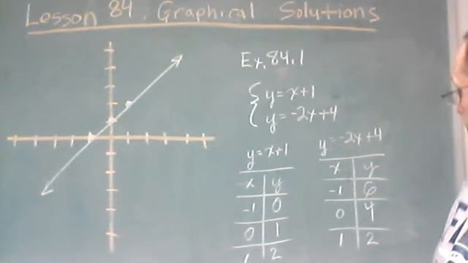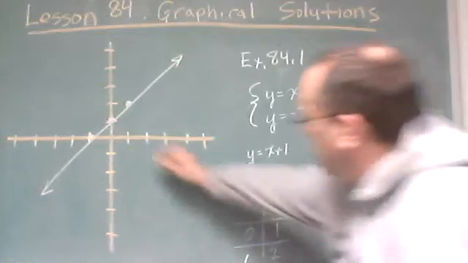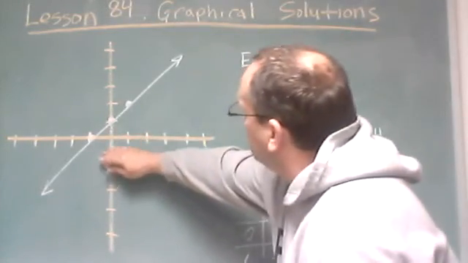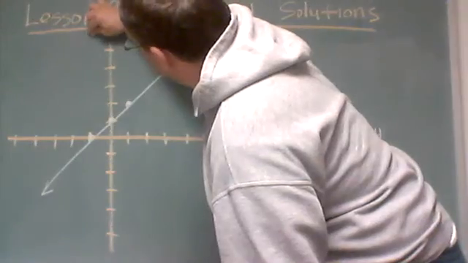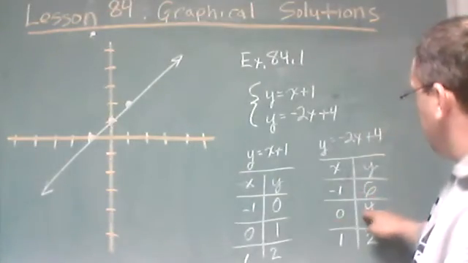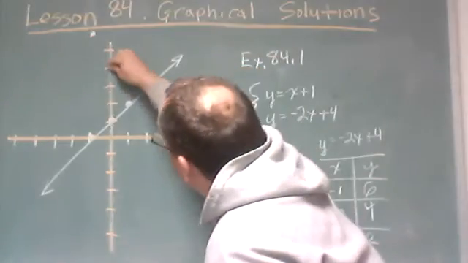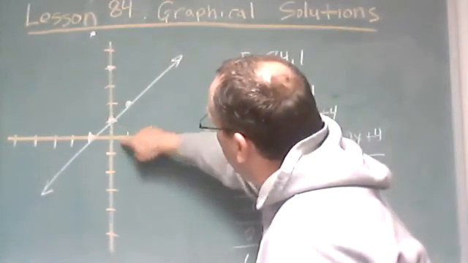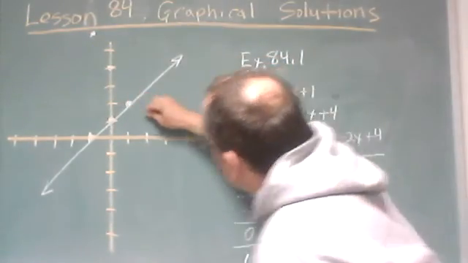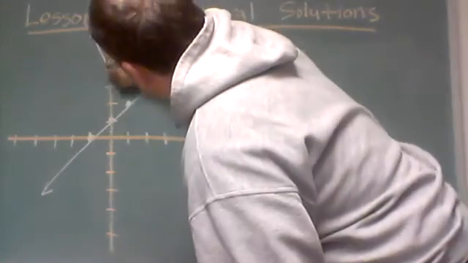Okay, I'm going to go ahead and plot those. A -1 and 6. 1, 2, 3, 4. Of course, I only have 5 points on here, but it would be somewhere up here. A 0 and a 4. A 1 and a 2. It's actually the same point that it was on the first line. I'm going to draw my line.